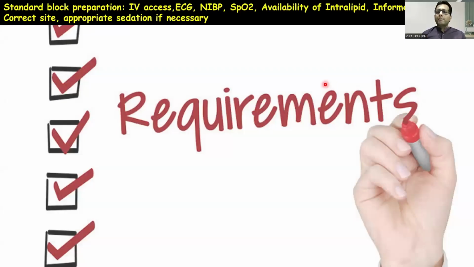So the standard block preparation, this is needed for all the blocks which I'll be describing: IV access, the normal routine monitoring, the ECG, blood pressure, saturation, availability of intralipid in the OT, and informed consent.